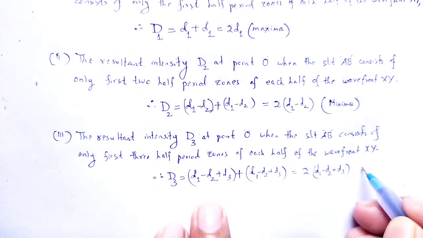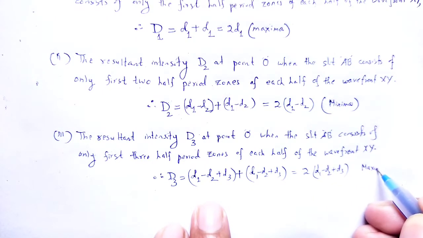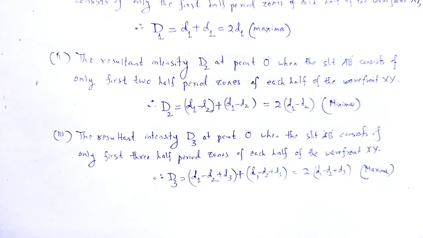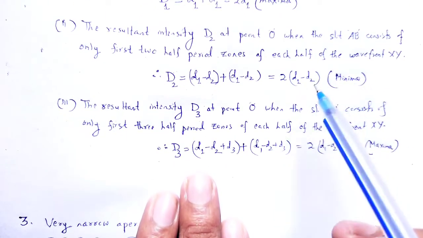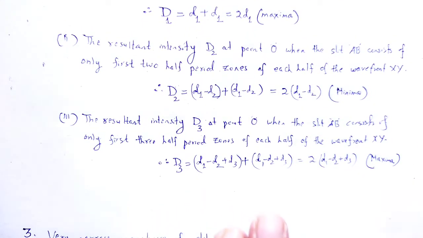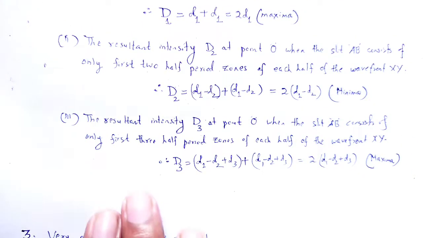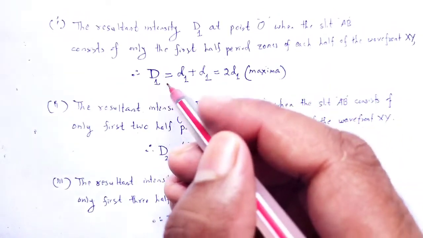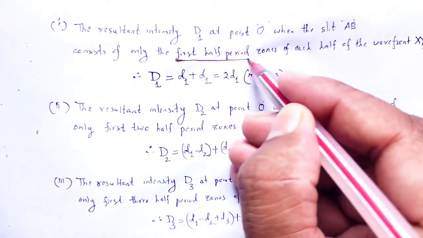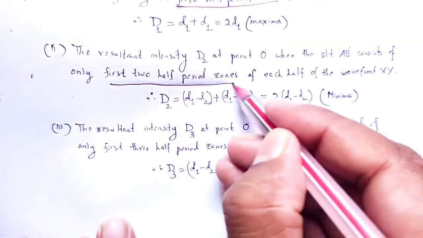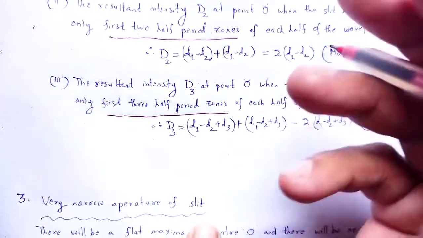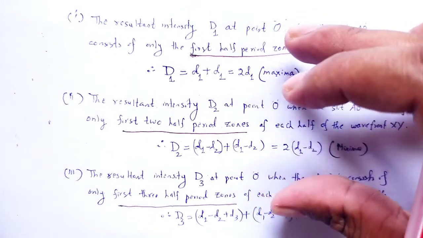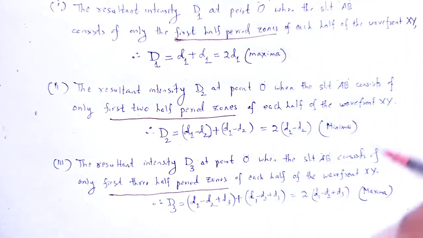Here we obtain the maxima. As taking d1, d2 plus d3, so we obtain maxima. In the first case, we take the first half hydrogens, next the first two half hydrogens, and in the third case taking the first three half hydrogens. So what do we conclude from these three observations?